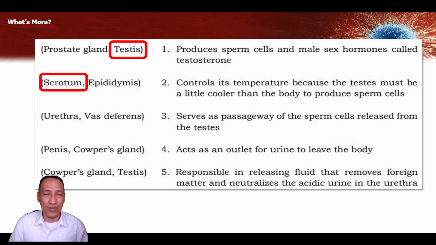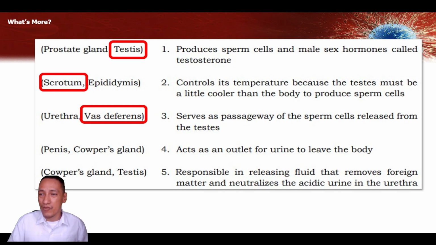We now go to number 3. It serves as passageway or daanan ng sperm cells released from the testes. So, daanan ng sperm cell pag lumabas na siya sa testes. Yung isang sinabi ko kanina, di ba, lalagyan kapag hinihintay pang mag-mature. Ito ay daanan na. So, is it urethra or vas deferens? Vas deferens, that is correct.